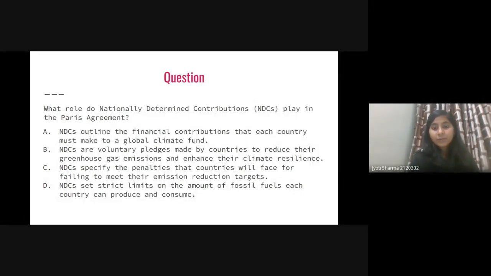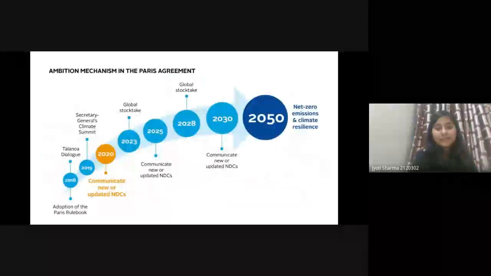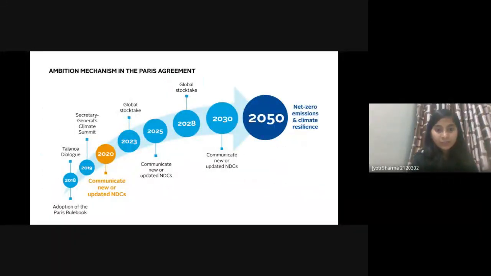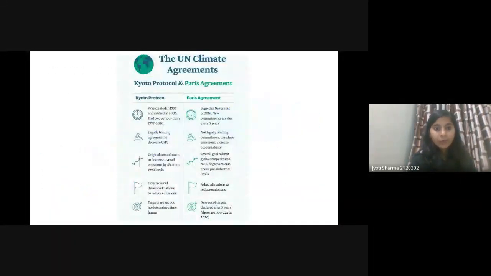Nationally determined contribution. So this is the reduction target of each country. Answer should be B. So these are the voluntary pledges made by countries to reduce their greenhouse gas emission and enhance their climate resilience. This is not that important now.